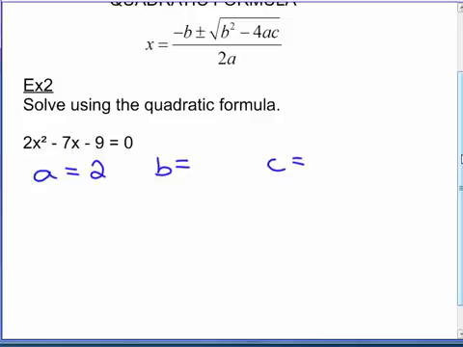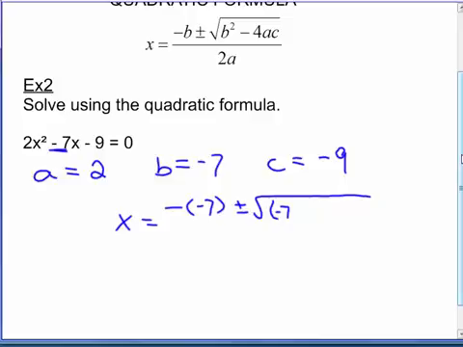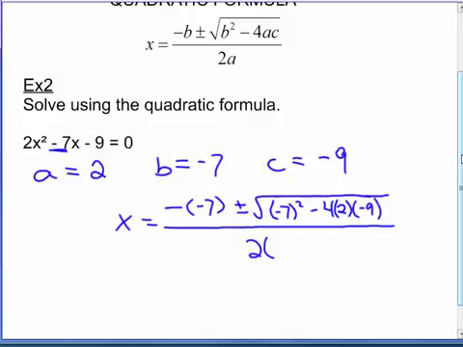So in example 2, first thing, what's my a, what's my b, and what's my c? And then it just becomes a plug and chug type of problem. X is the opposite of b, so the opposite of negative 7. It's important that you use parentheses here. And then negative 7 squared minus 4 times 2 times negative 9, all over 2a. A is 2 here, so 2 times 2.